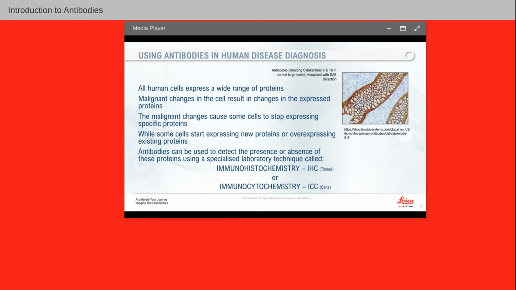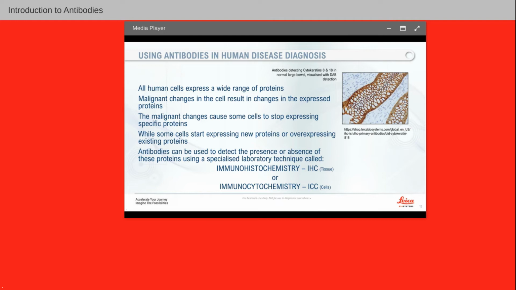So why are we talking about antibodies? Why are they so important? Antibodies are a crucial part of cancer research around the globe. Normal mammalian cells express a large range of different proteins that can be on the cell membrane, in the cell cytoplasm, and on the cell nucleus.